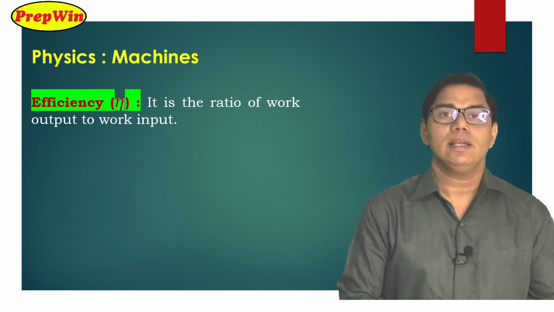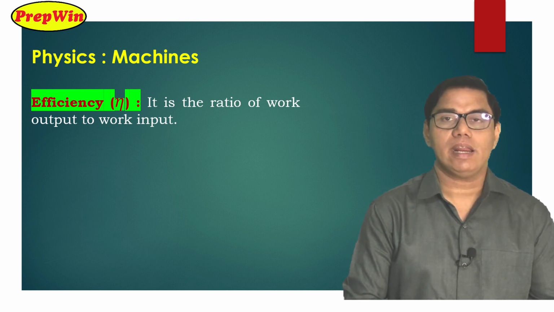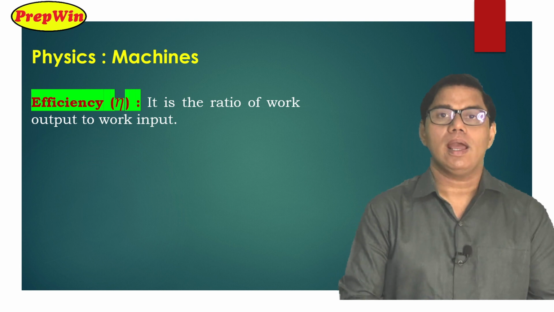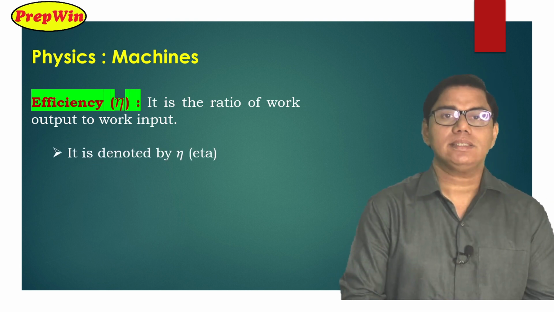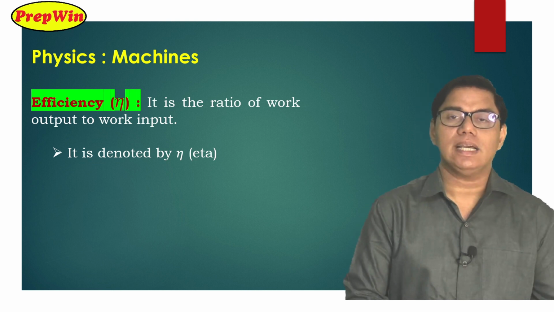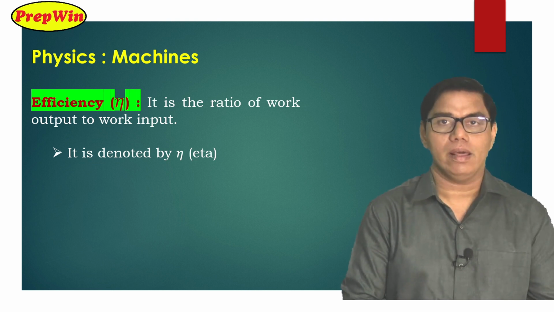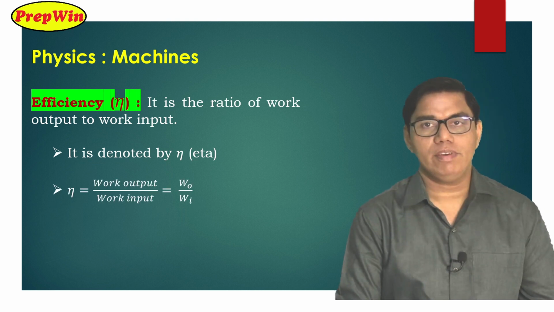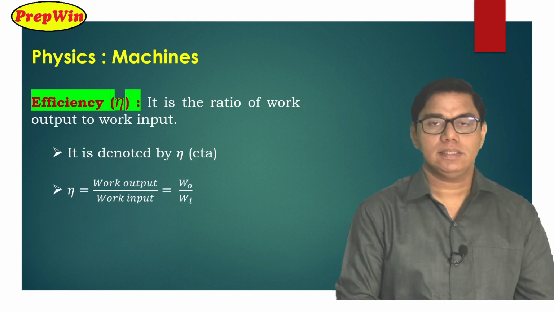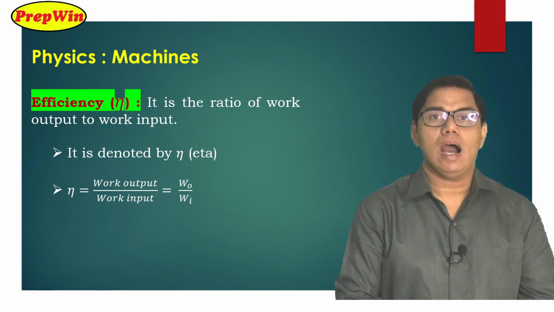So yes, your efficiency is the ratio of work output and work input. And generally it is represented by a Greek symbol eta. Eta just represents the English letter N. Only difference is that it has one long leg. So here we have the formula of efficiency, that is work output upon work input.